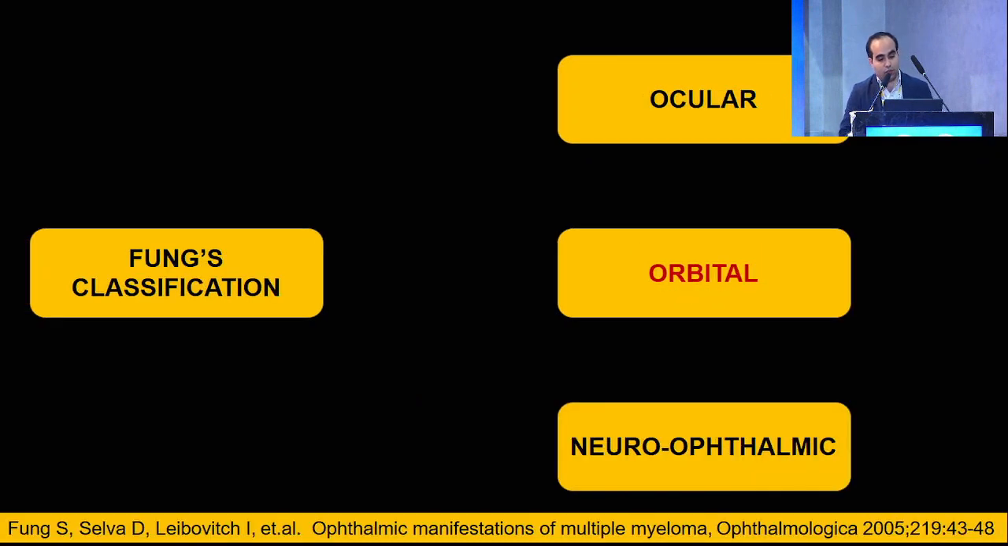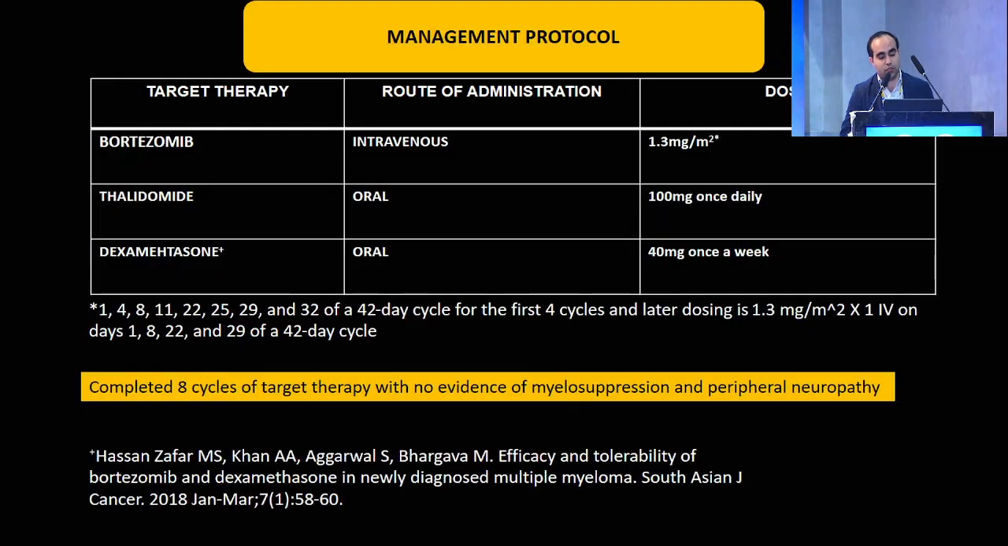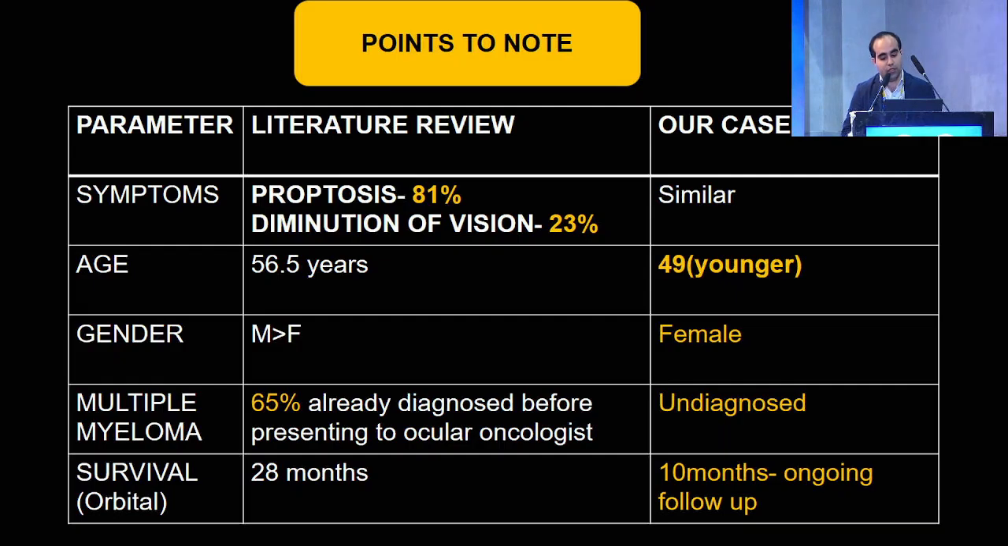Funk's classification involves ocular, orbital and neuro-ophthalmic. Ocular and neuro-ophthalmic were presented just probably 35-40 minutes ago, and here I am with the orbital manifestation. The management protocol for the same involves treatment with proteasome inhibitors coupled with thalidomide and dexamethasone, and since there is hypercalcemia in this, we give zoledronic acid as well. The patient with us completed 8 cycles of targeted therapy, and on our follow-up visits, we have followed up for now 10 months is the latest, and she is doing well.